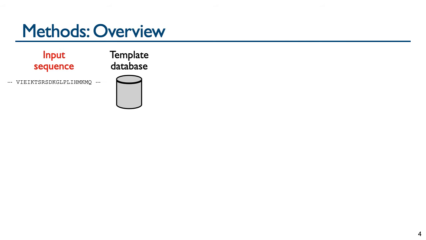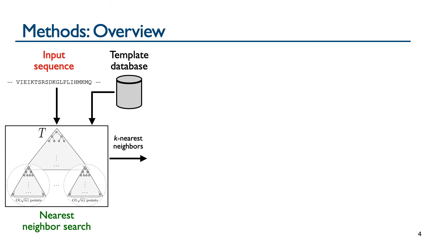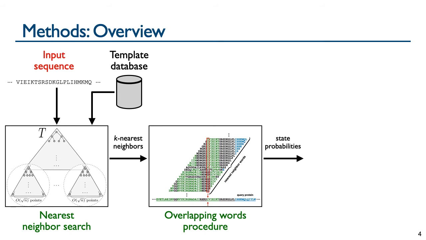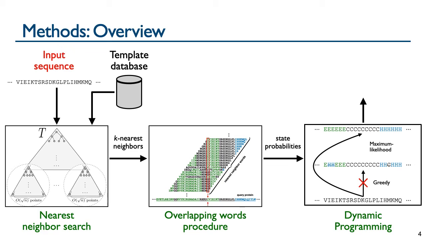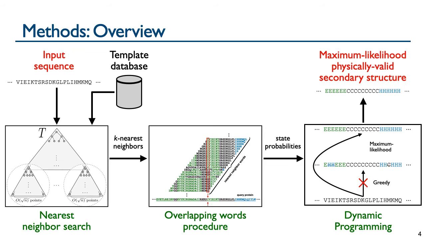Next, I'll give an overview of Nnessy's prediction process. Given an input amino acid sequence and our preprocessed template database, we perform nearest neighbor search on words from the input sequence to find their nearest neighbors from the template database. These nearest neighbors are given to an overlapping words procedure that combines the secondary structure sequences from the template words to estimate structure state probabilities at residues. These state probabilities are fed into a dynamic programming algorithm that does not output a greedy prediction that simply chooses the state with highest probability, but instead computes the physically valid structure of maximum likelihood. This maximum likelihood prediction is output by Nnessy.